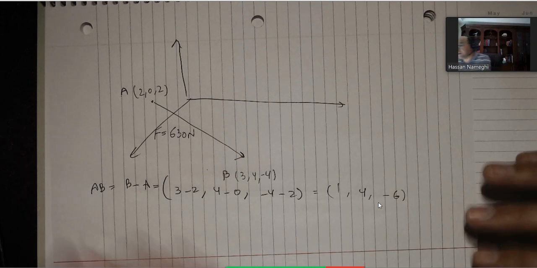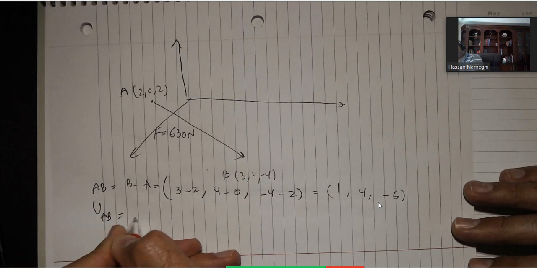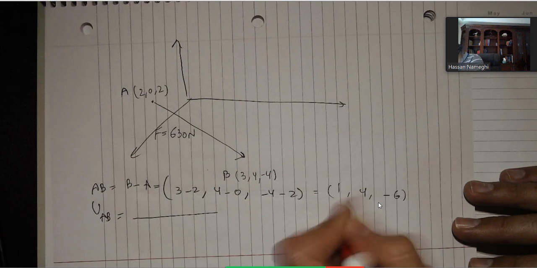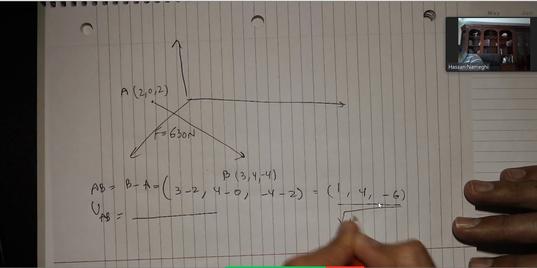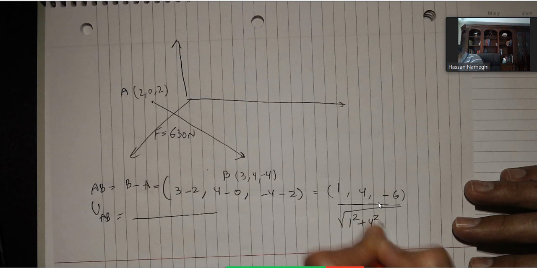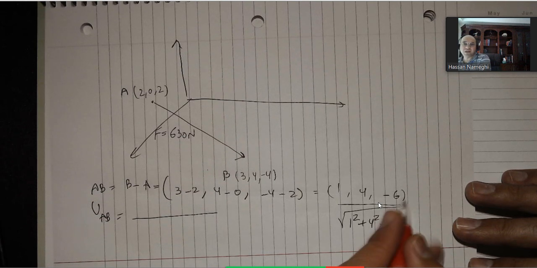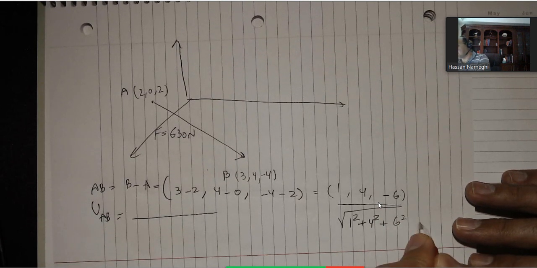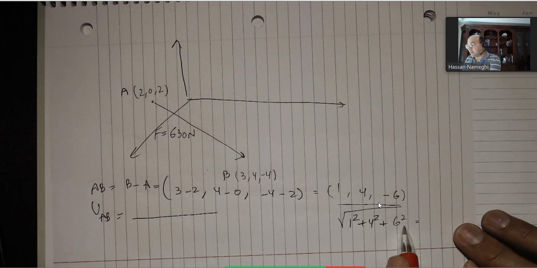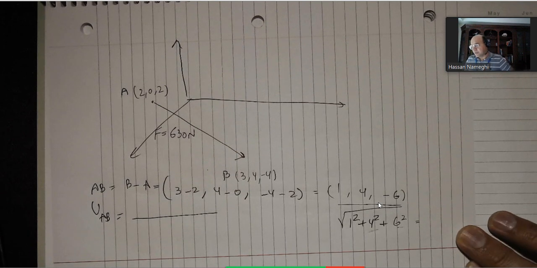So I have the AB. The next step is to find UAB. The unit vector of AB would be equal to, so you find the length here, right? The length of this one would be equal to the square root of 4 to the power of 2, and I can put minus 6 to the power of 2. I don't care: any number, even negative, to the power of 2 will be positive. I'm going to just put here 6 to the power of 2. So the answer for this, 36 plus 16 plus 1.